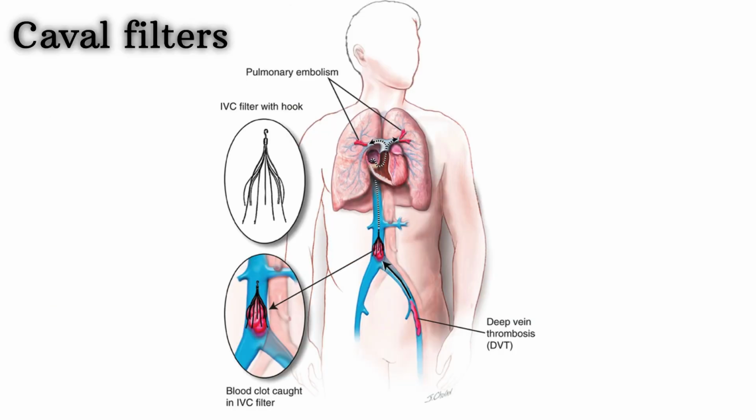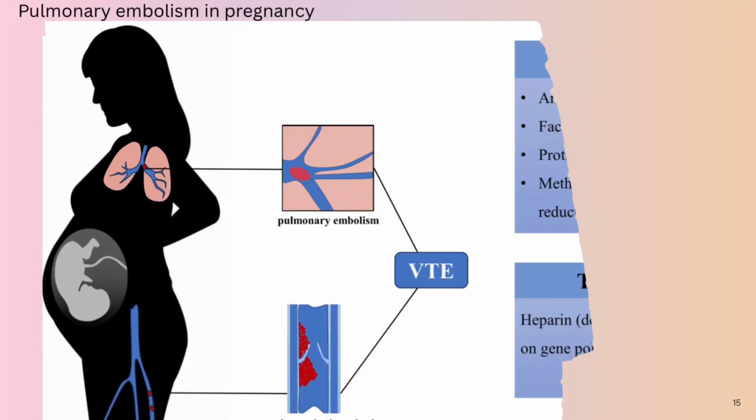Caval filters. A patient in whom anticoagulation is contraindicated, who has suffered a massive hemorrhage on anticoagulation, or who has recurrent VTE despite anticoagulation should be considered for an inferior vena caval filter. The caval filter should be used only until anticoagulation can be safely initiated, at which time the filter should be removed if possible. Pulmonary embolism can also occur in pregnancy.